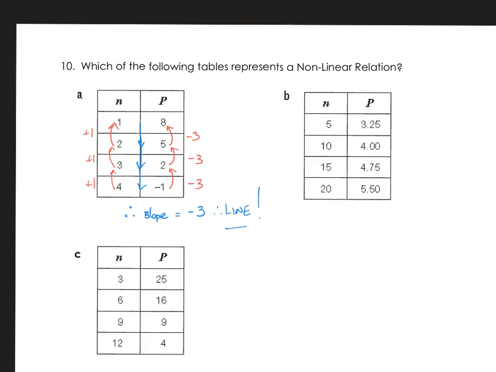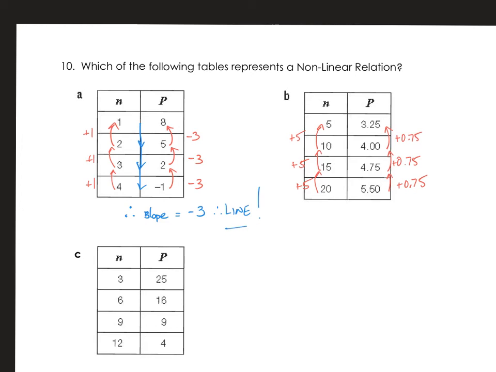If I was to jump into B, B's table looks a little uglier because we have some decimal coordinates. But I'd like you to go ahead and determine your finite differences on B. So pause the video now and give it a shot. Okay, we should be back, and you'll notice that as you move from your point n to n, we went up 5, and up 5, and up 5. You'll notice that between p values, we then went up 0.75, up 0.75, and up 0.75.